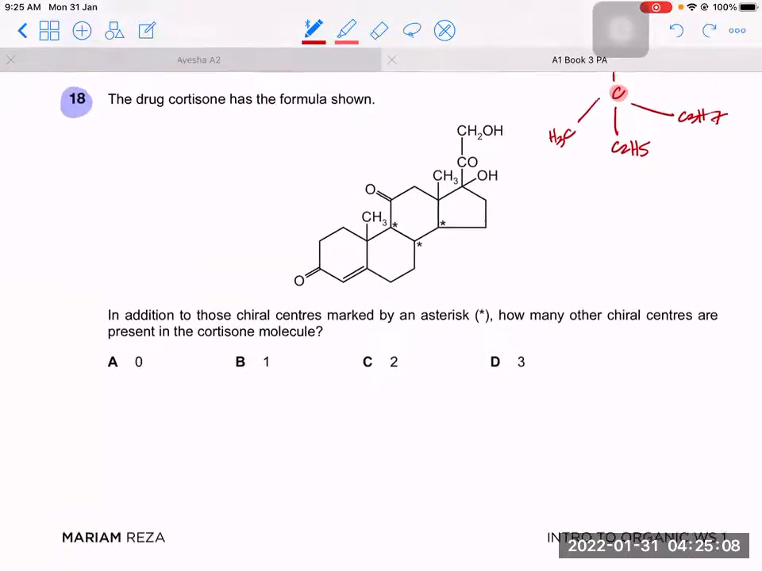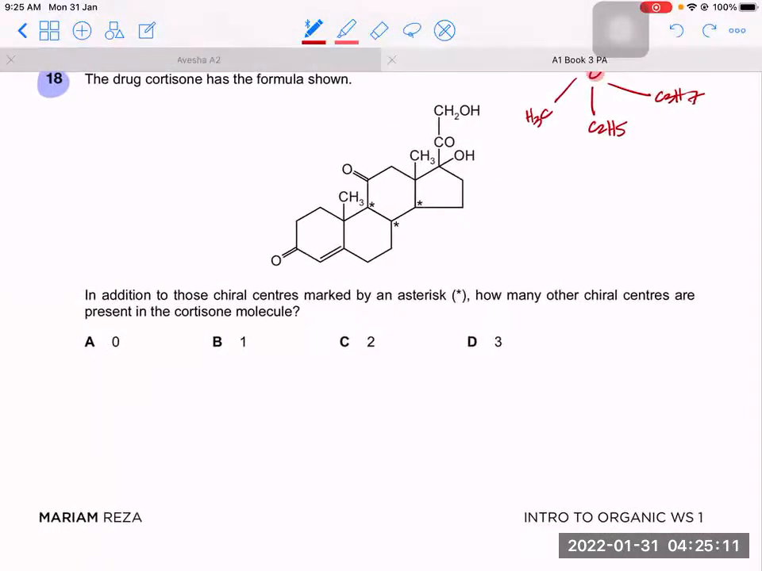Drug cortisone has the formula shown. How many chiral centers are there except the ones that have been marked with an asterisk? So you know the ones that can't be chiral, this, this, this, this, this. These have 2 hydrogens, the rest have double bonds. Can't be chiral, 2 hydrogens. Can't be chiral, 2 hydrogens. Can't be chiral, double bond. Can't be chiral, 2 hydrogens. Can't be chiral, 3 hydrogens. Can't be chiral. Why? CO is a double bond.